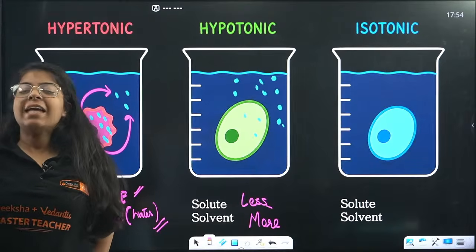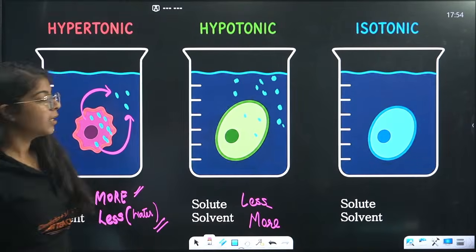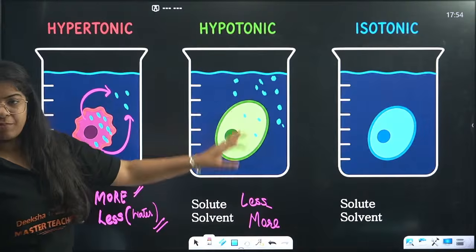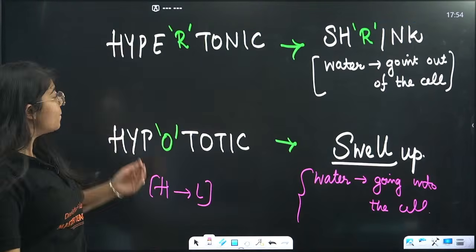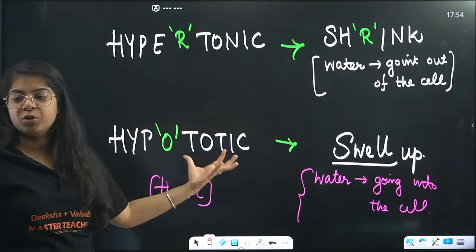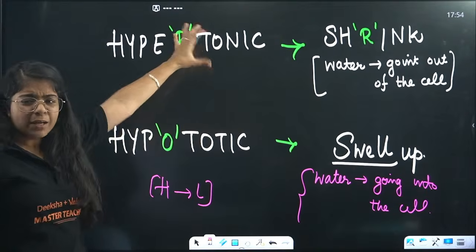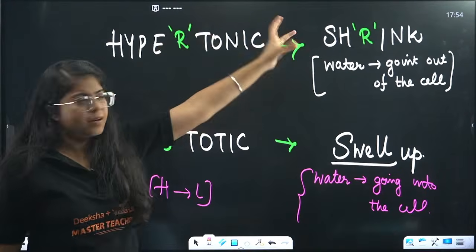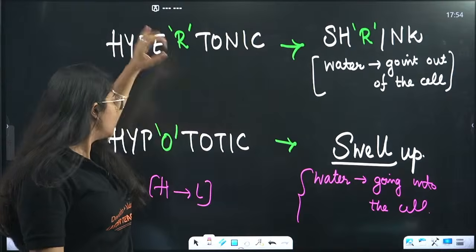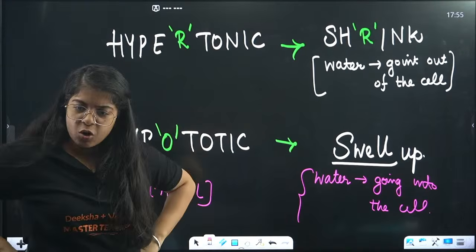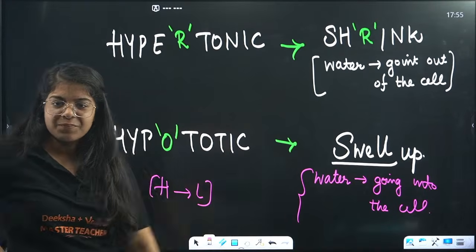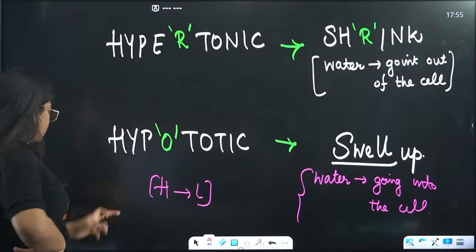Yes, I know you remember the trick, but this is just another trick to remember, okay? You come back from hypertonic and hypotonic. Done? You can remember this. Hypertonic means shrink because of the R in the shrink. Hypotonic means swell up because of the O, and it looks like a swollen up person, right? So you move backwards from that.